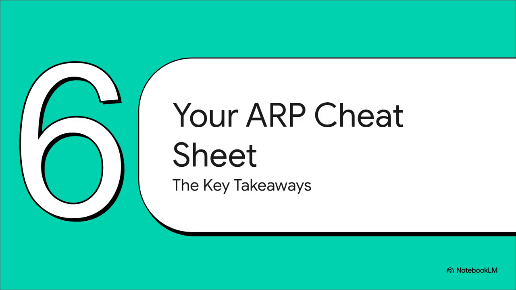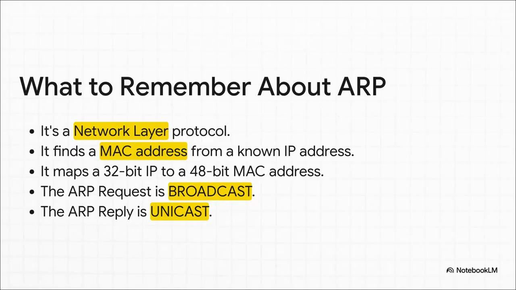All right, I know that was a lot of information, so let's just boil it all down to the absolute essentials. Here is your quick cheat sheet for everything we've just covered about our network detective, ARP. So, the most important things to remember are these. ARP's main job is to find a MAC address from an IP address. It's mapping a 32-bit IP to a 48-bit MAC. And the big one, the ARP request is a broadcast shouted to everyone, while the ARP reply is a unicast whispered right back to the sender.